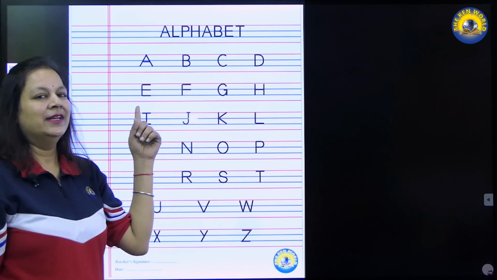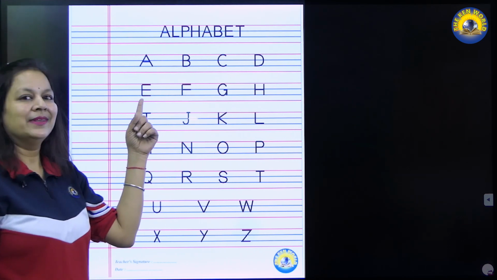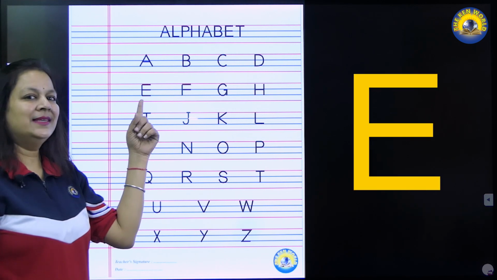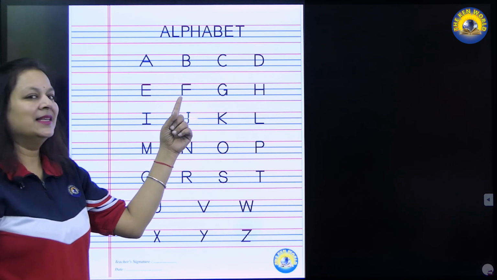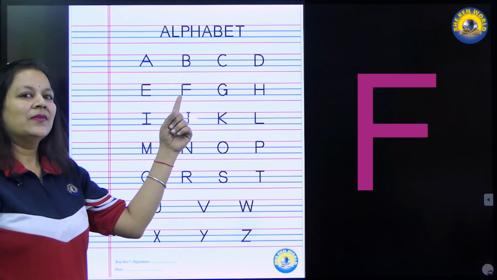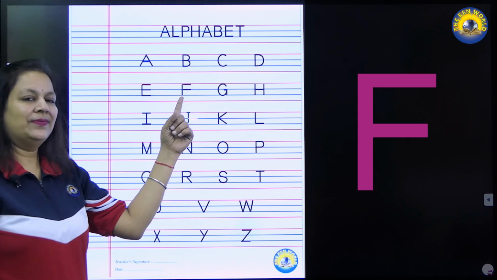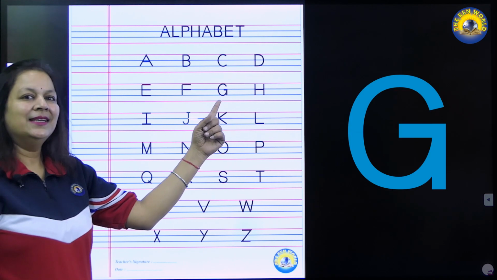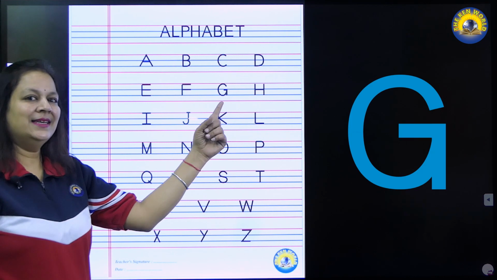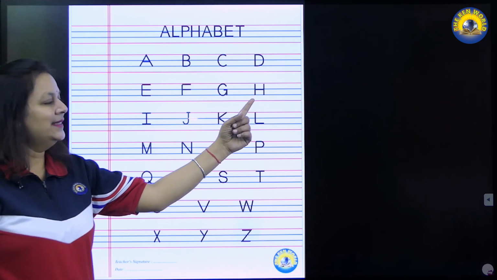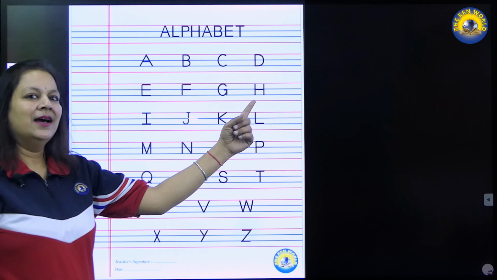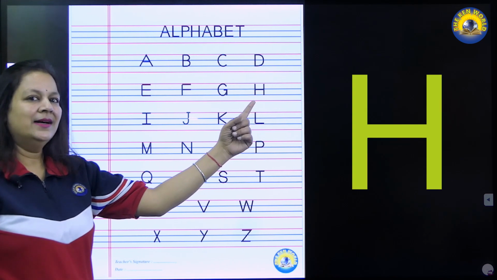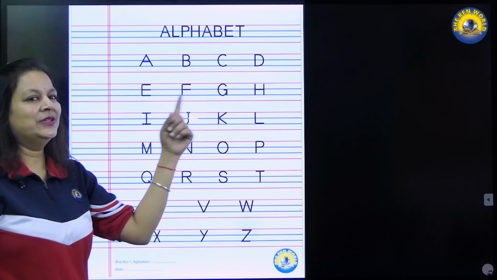Let's move forward. The next letter is E. E says E. After E, it's F. F says F. The next letter is G. G says G. The next letter is H. H says H. Let's revise.